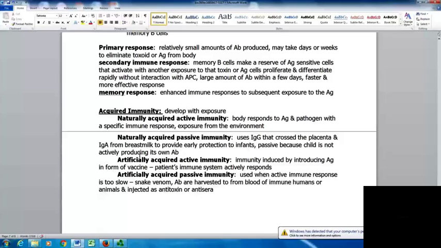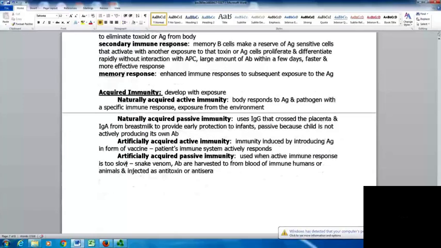Acquired immunity is going to be immunity that develops with exposure. So naturally acquired active immunity, the body responds to the antigen and pathogen with a specific immune response. So it would be exposure from the environment. Naturally acquired passive immunity, this is going to use IgG that crossed the placenta and IgA from the breast milk. This will provide early protection to infants. It's passive because the child is not actively producing its own antibody.